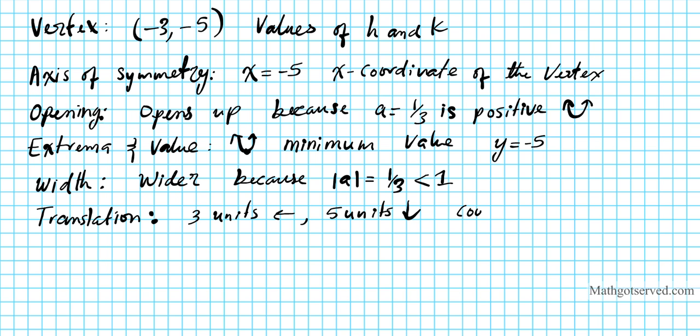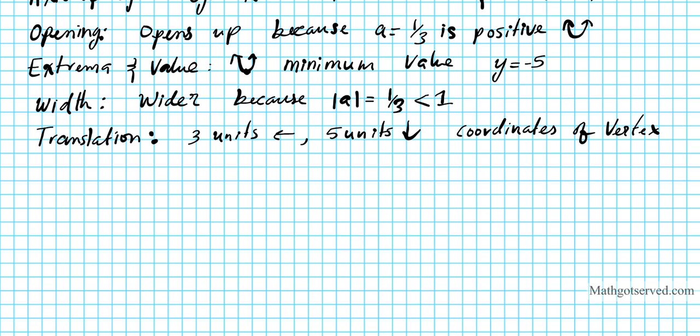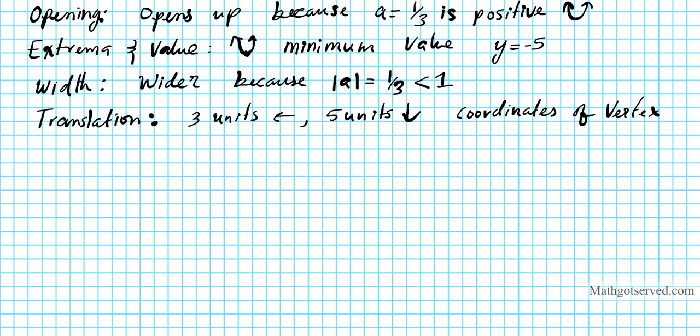Coordinates of a vertex. So now we need to draw our graph. Let's go ahead and draw the graph. The vertex is (-3, -5), so we need a pretty big quadrant 3, exaggerated downwards a little bit more than to the side.